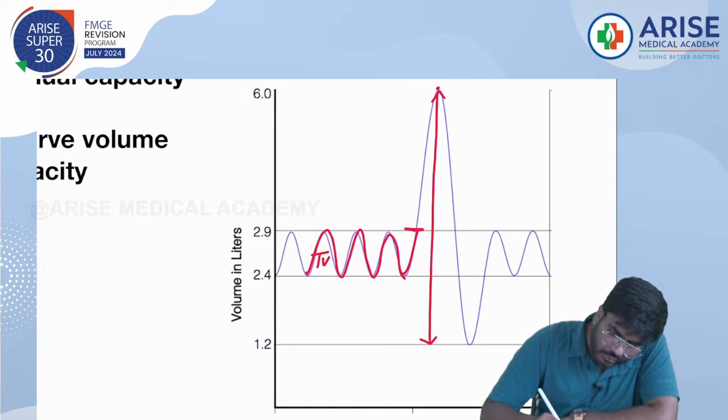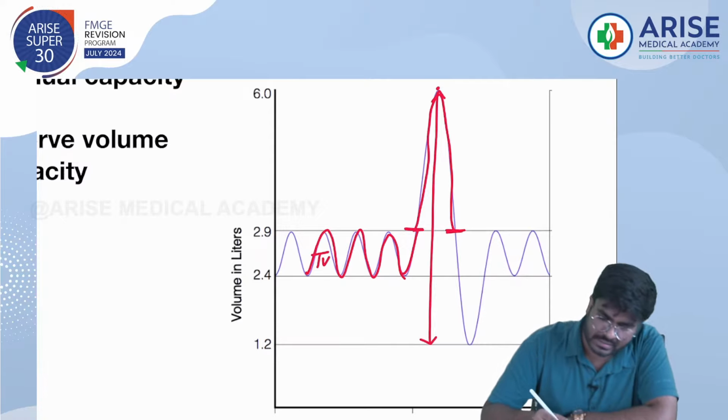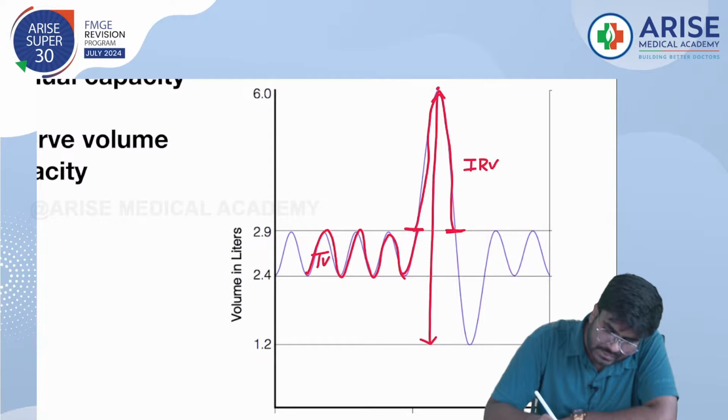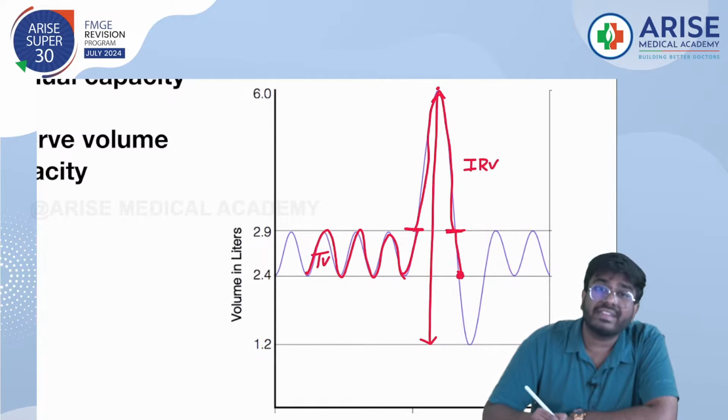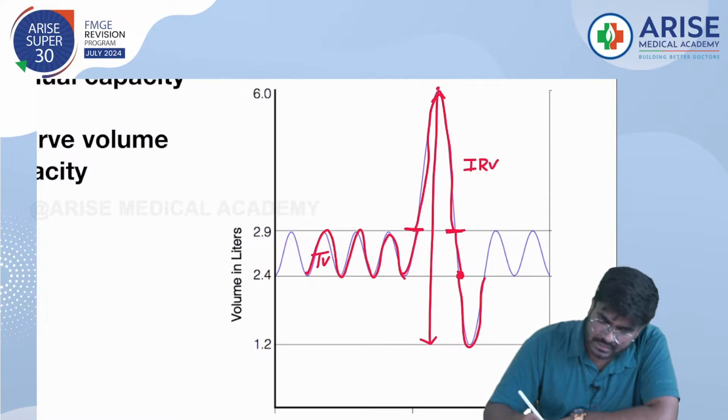Now, from here to here, what is this? This is the extra air that you can take into your lungs. With effort, you can take some extra air into your lungs. This is called inspiratory reserve volume. Again, this is the tidal volume. But with extra effort, you can take this air out of the lungs. This is expiratory reserve volume.